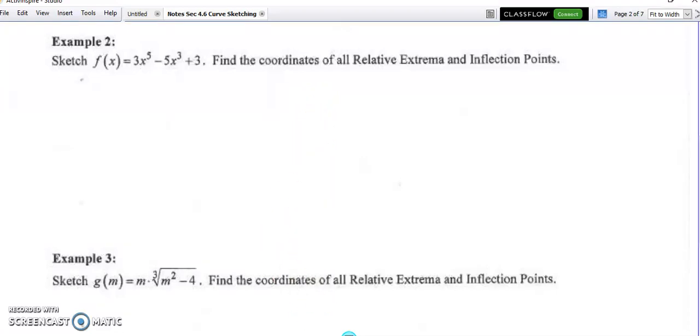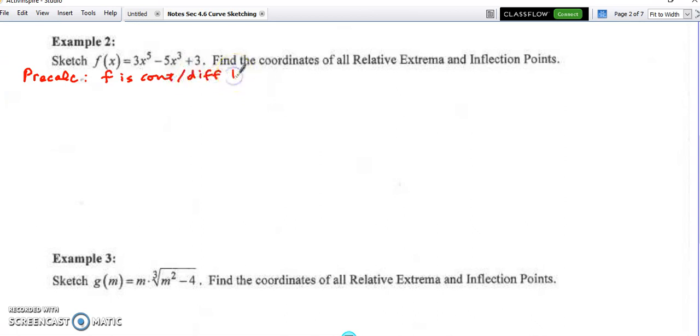All right, so we're going to take a look at example 2 in the curve sketching notes. So again, we're going to write down everything we know about this function, basically from pre-calculus. It's an odd degree with a positive lead coefficient. So we know that f is continuous. We know that it's differentiable.